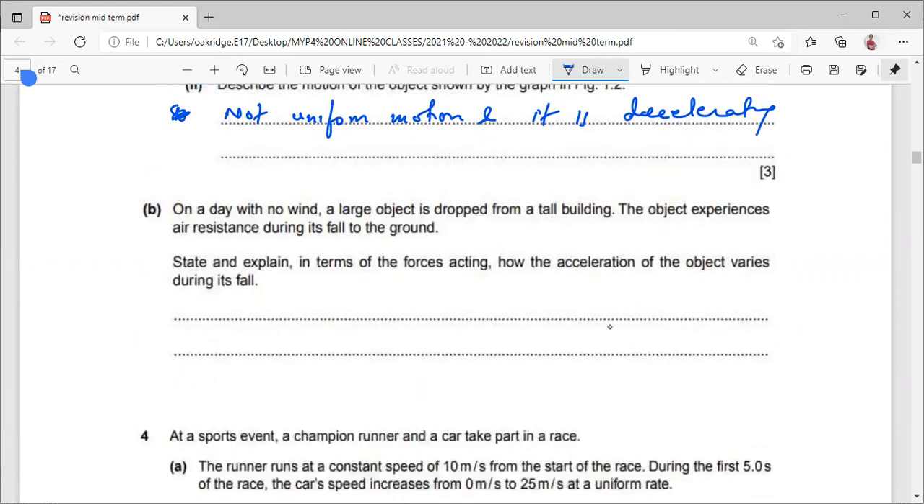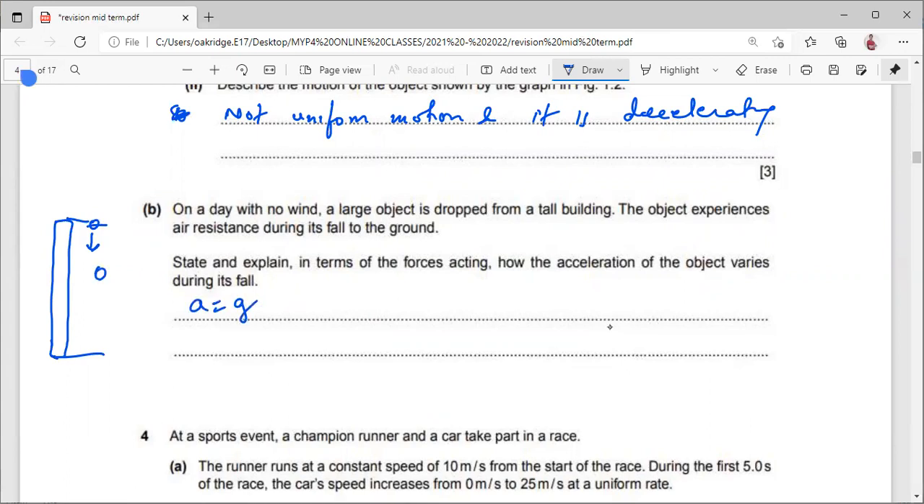Okay, then: on a day with no wind, a large object is dropped from a tall building. You have a tall building, maybe your apartment building, right? The object experiences air resistance during its fall to the ground. So you are dropping it here. It experiences air resistance. State and explain in terms of the forces acting how the acceleration of the object varies during its fall. The moment you drop it here, what will be the acceleration? A will be equal to g.